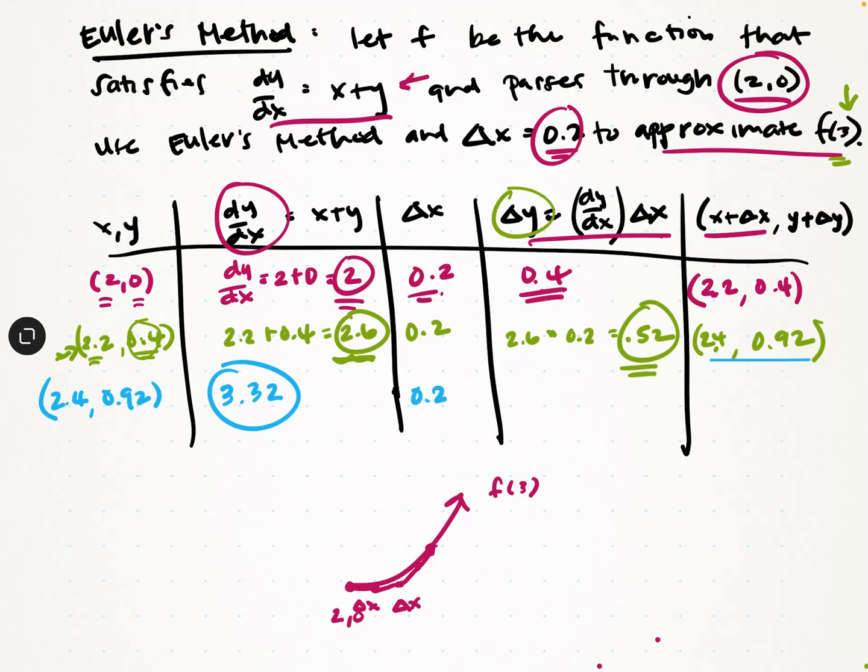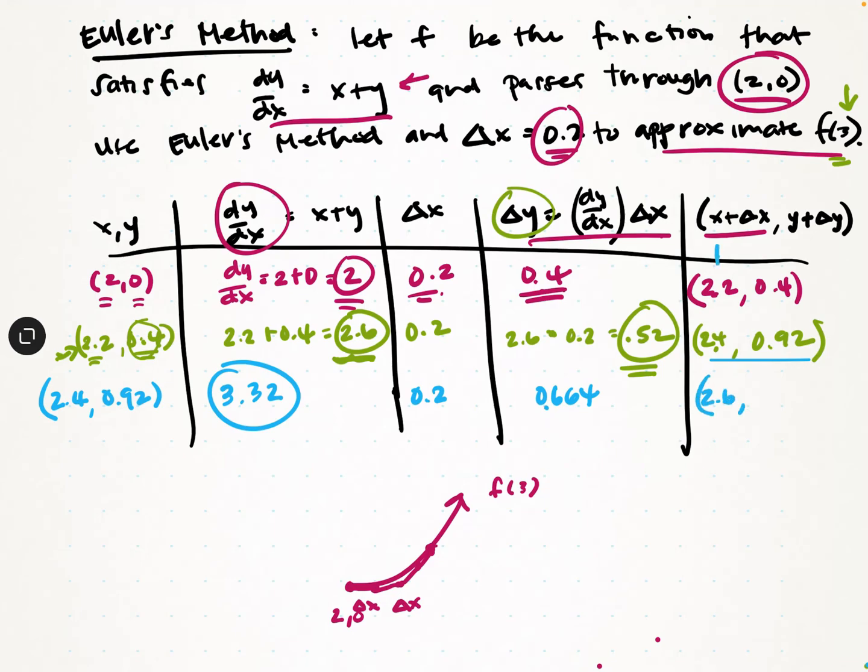Change in x is still 0.2. Our change in y is going to be dy/dx, 3.32, times delta x. I'm going to use my calculator here. So 3.32 times 0.2 is 0.664. And then we're going to do our x plus delta x. So 2.4 plus 0.2 is 2.6.